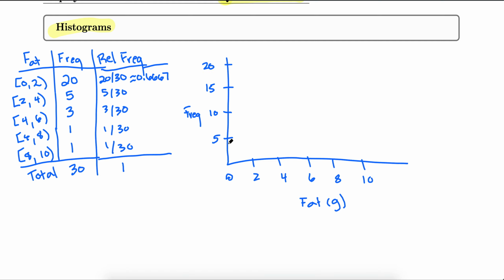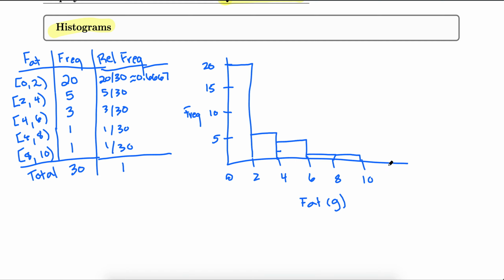Unlike the bar charts, on our histogram, our bars are now touching. So this 0 to 2 category, we had 20. Our 2 to 4 box on our number line, there were 5. The 4 to 6 box, we had 1. Oh, sorry, just kidding, 3. And then we had 1 in each of the remaining 2. So there's our histogram of fat content.